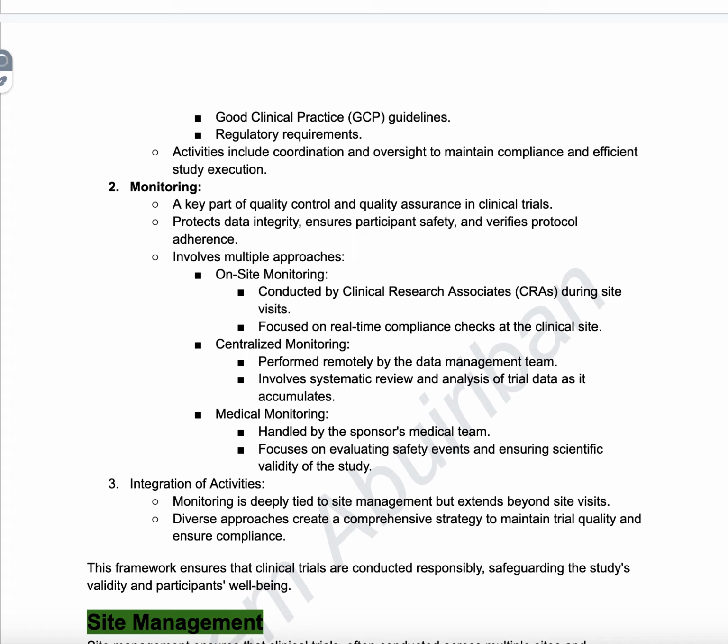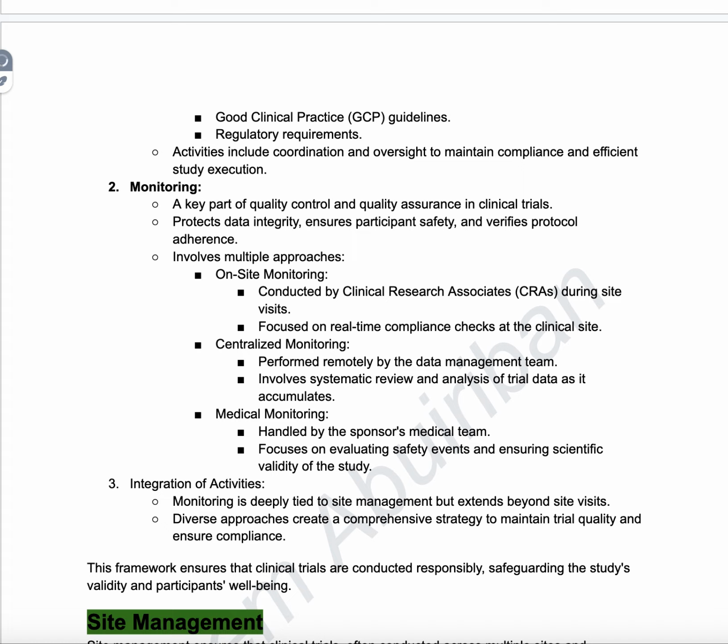On-site monitoring is conducted by clinical research associates during site visits, focused on real-time compliance checks at the clinical site. So these checks happen on the site, as you can understand from its name. Centralized monitoring is performed remotely by the data management team, and involves systematic review and analysis of trial data as it accumulates. Medical monitoring is handled by the sponsor's medical team and focuses on evaluating safety events and ensuring scientific validity of the study.